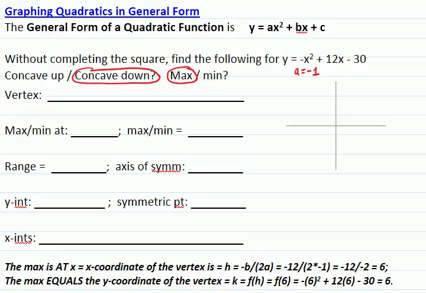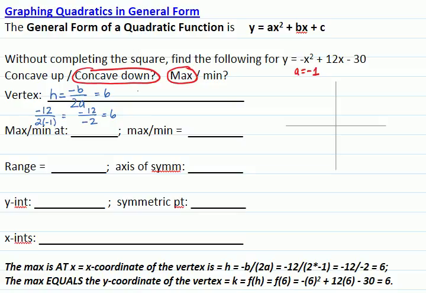The max is at x equals the x-coordinate of the vertex, and the x-coordinate for the vertex in general form is -b over 2a, which is -12 over 2 times -1, which is -12 over -2, and that is equal to 6.